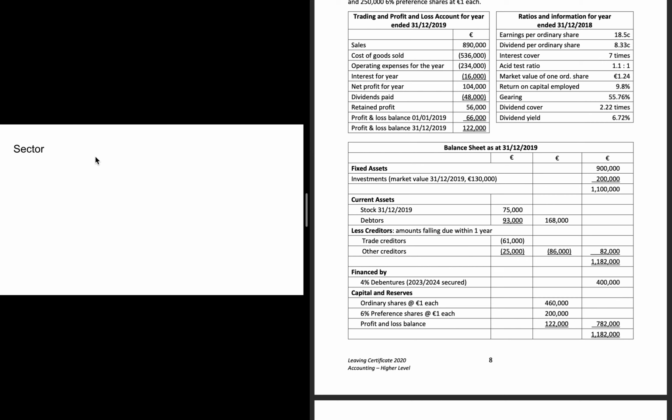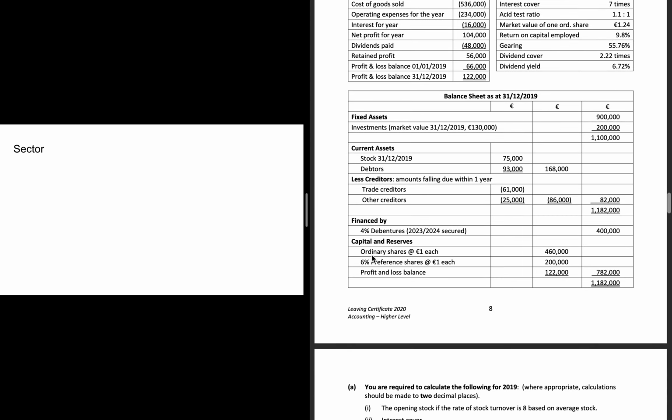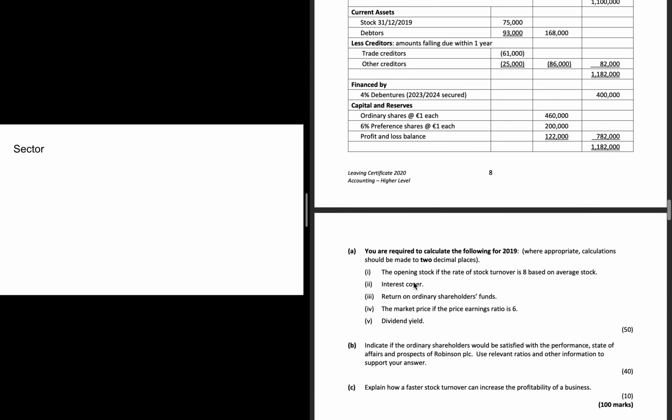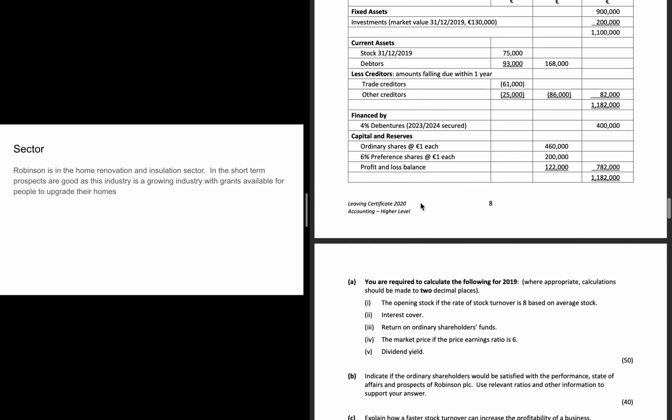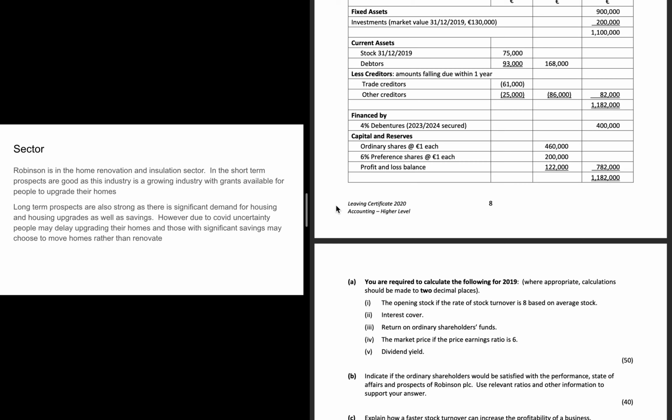Sector then, so this is within the prospect section. So they're in the home renovation and insulation sector, and that's a good sector to be in. So the short-term prospects are good. It's growing. Grants are available. Long-term, they're also good. There's demand for housing and housing upgrades as people have savings.